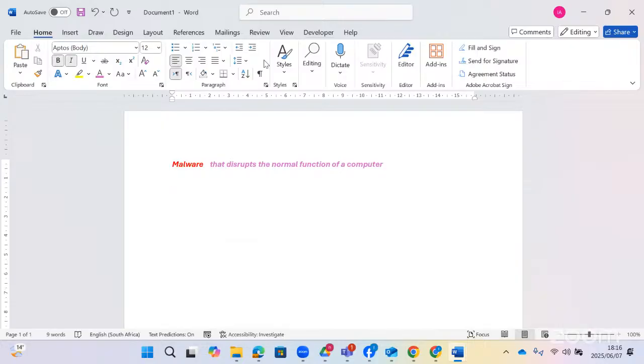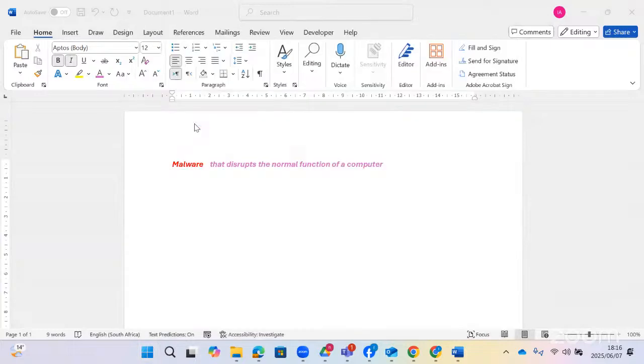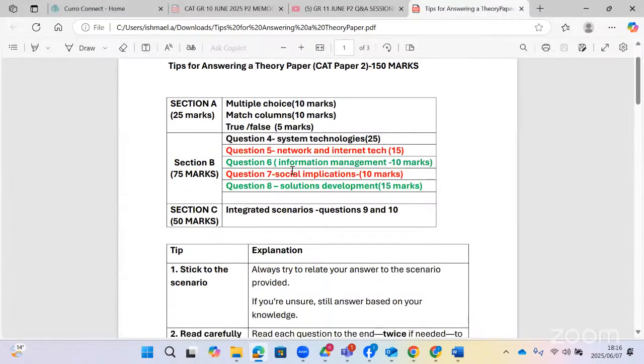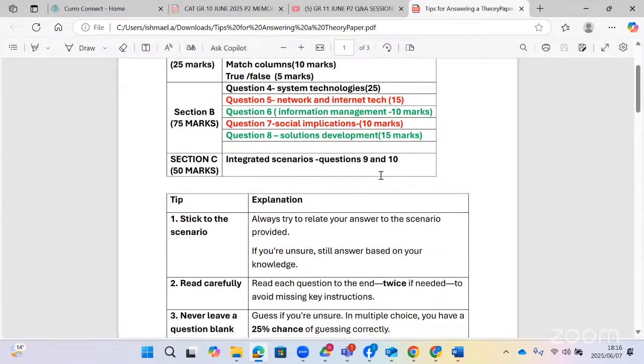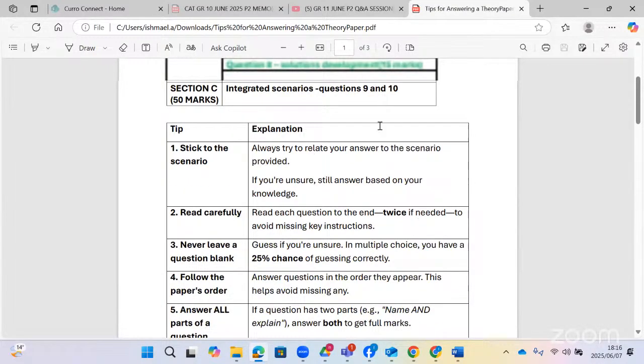Those are the tips you must know, because I shared this one with you already. The tips for answering the theory. I already shared that document with you. So take note. Multiple choice, the question for system technologies, network, and others. And then the integrated scenario.